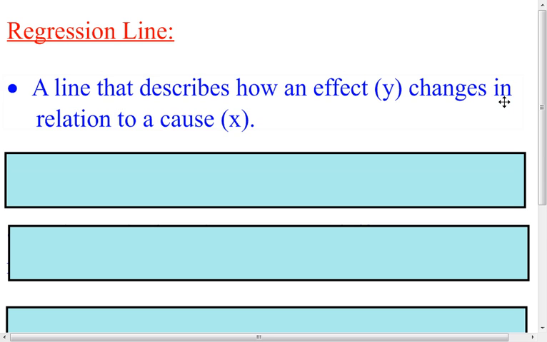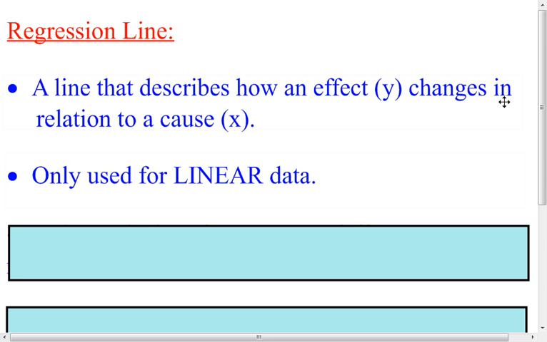Some things you need to know about regression lines. A regression line is a line that describes how an effect changes as a result of a cause. So it's definitely a cause and effect relationship. Regression lines are only used with cause and effect relationships, and we'll talk about that in a minute.